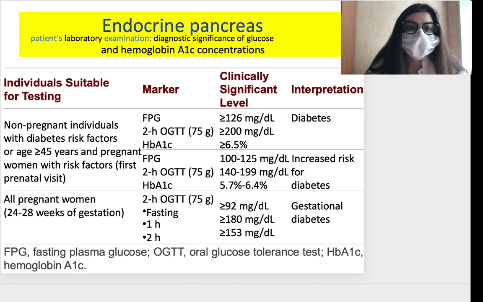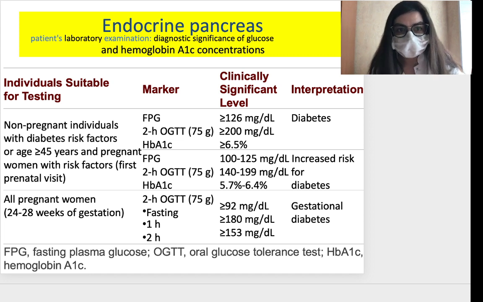Okay, and what markers are responsible for what situation? What individuals are suitable for testing? First of all, non-pregnant individuals with diabetes risk factors. Is it family history? Is it hypertension? Is it obesity? We do fasting glucose, 2 hours oral glucose tolerance test, and glycated hemoglobin. If all of them are elevated, we interpret it as diabetes mellitus.